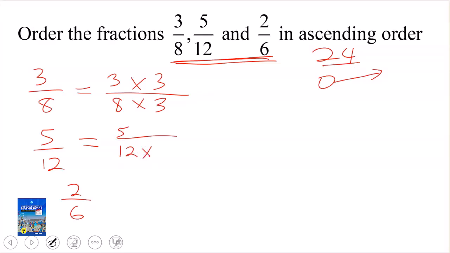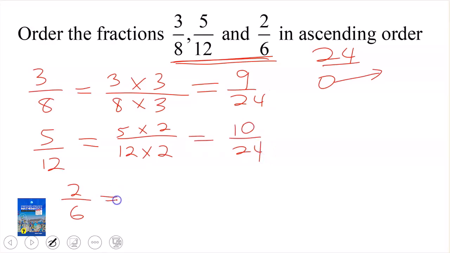What time 12 will give us 24? That is 2. Then I'll multiply the same thing, 2, here as 2. Well, of course, this one will give us 9 over 24. And this one will give us 10 over 24. Then the last one, again, we do 2/6.